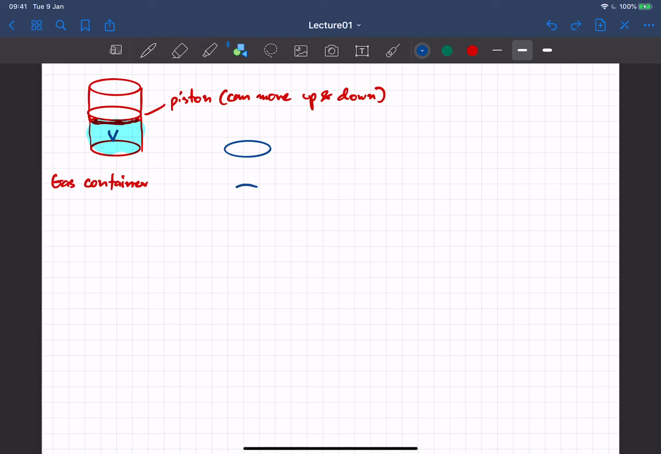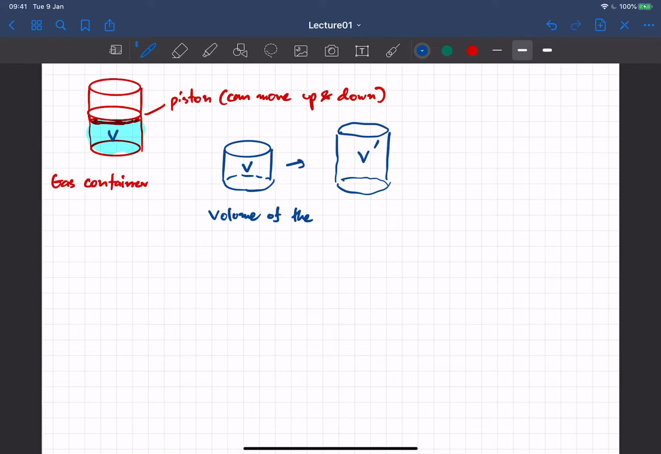Well, let's see. I just draw it badly, then you just have to bear with me. So this one becomes larger when you heat up, right? So V becomes V prime. So the volume of the gas expands when T increases.